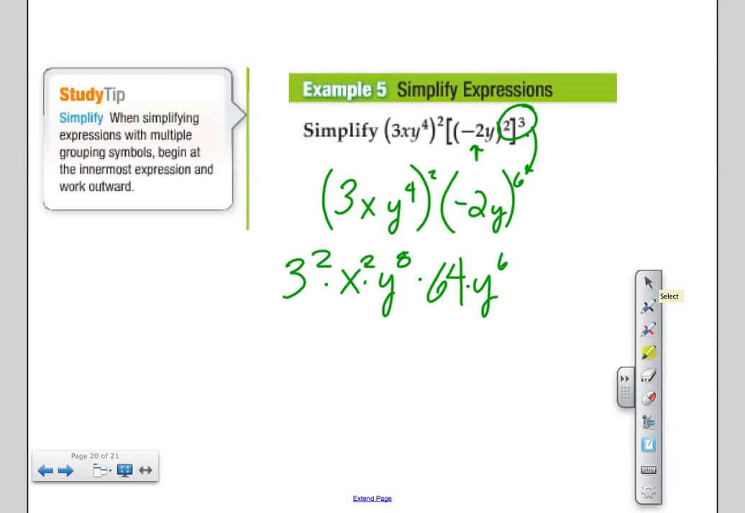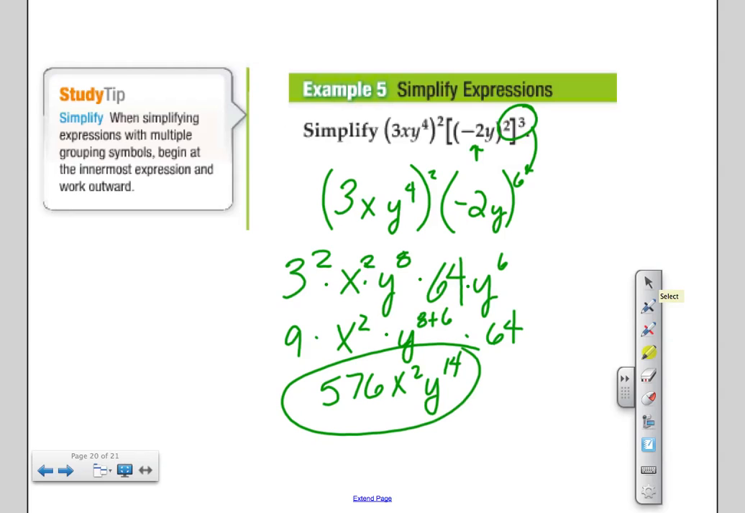Now, what can we simplify here? Well, 3 times 3 to the power of 2 is 9, times x to the power of 2, and how many y's do we have? We have y to the 8th plus 6, times 64. So 9 times 64 is 576, times x squared, and y to the 8 plus 6 would be y to the 14th. And there we have that simplified. It's a little bit like doing a puzzle. Do it a piece at a time, and with practice, you'll get better at this.